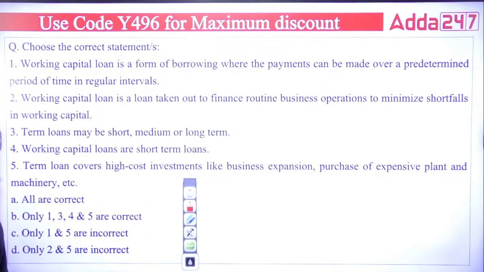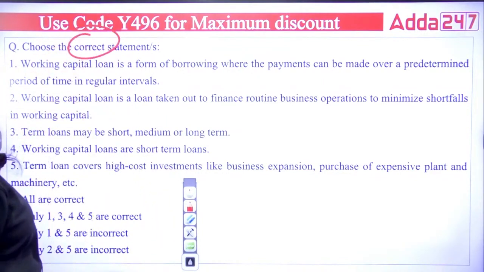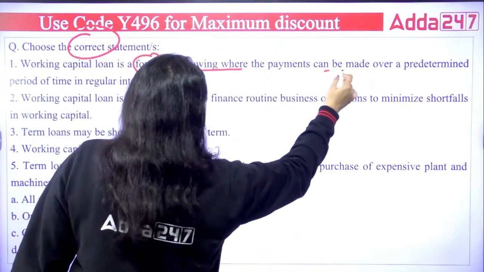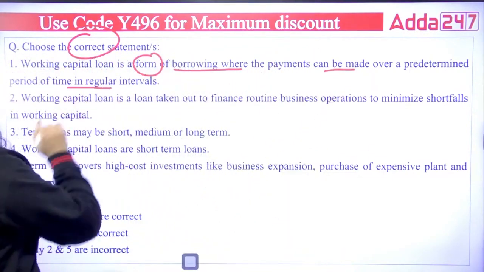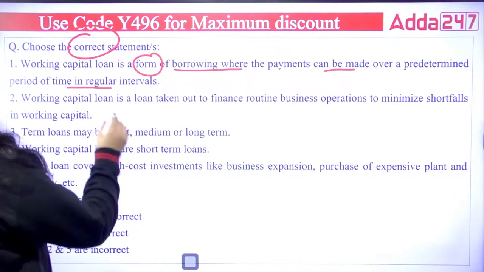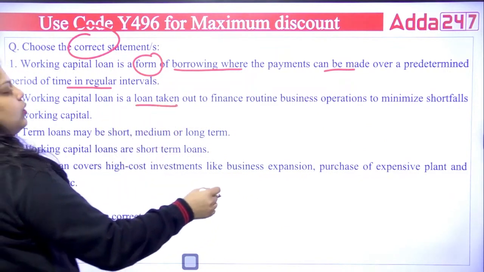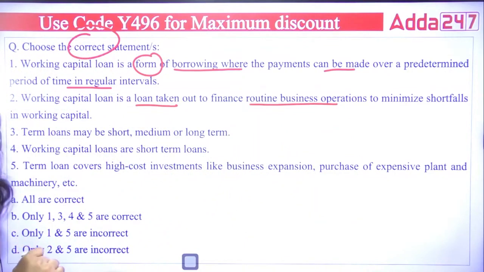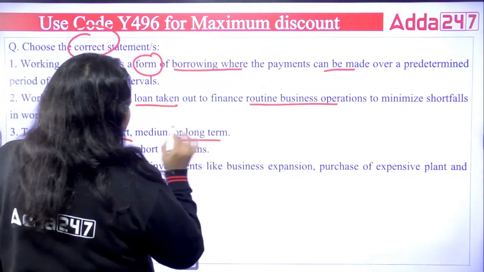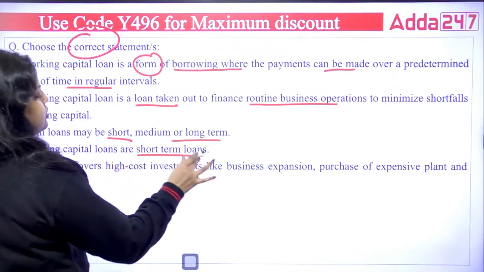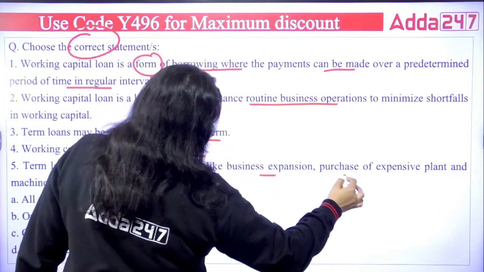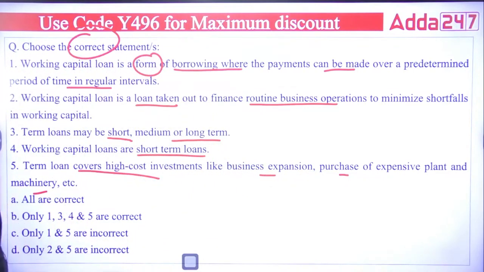Next, choose the correct statement here. Out of these 5 statements, you have to find out the correct statement. First is saying, working capital loan is a form of borrowing where the payments can be made over a predetermined period of time in regular intervals. Second is saying, working capital loan is a loan taken out to finance routine business operations to minimize the shortfall in working capital. Third is saying the term loan may be short, medium or long term. Fourth, working capital loans are short-term loans. Fifth, term loan covers high-cost investments like business expansion, purchase of expensive plant and machinery, etc.